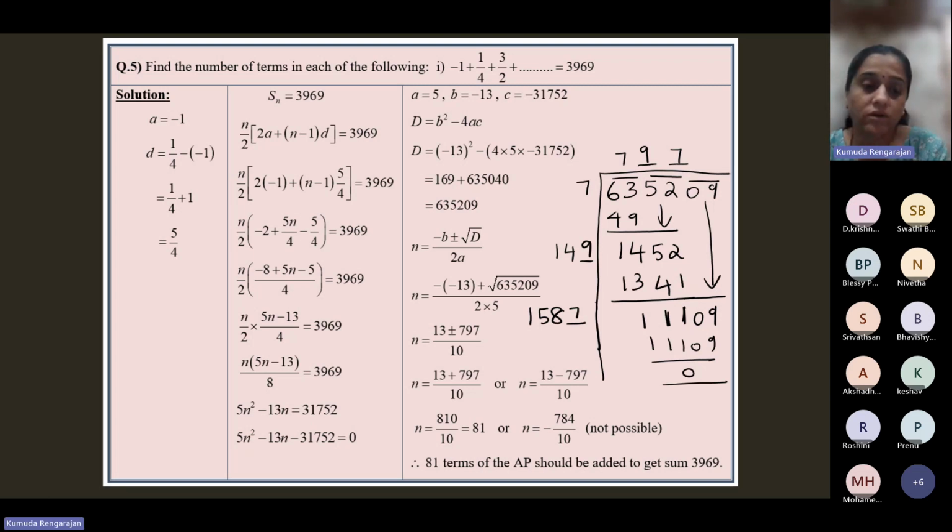So it's very important that you know how to find the square root of a number using this long division method. Otherwise, you will be stranded here. You know how to proceed, but since you don't know how to find the square root of this number, you will not be able to proceed. So make sure you know this procedure.